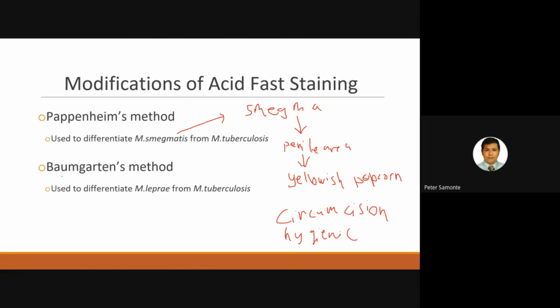Another modification of your acid fast is your Baumgarten's method, which is used to differentiate Mycobacterium leprae from tuberculosis. So your Mycobacterium leprae, class, is known to cause leprosy. So in leprosy, class, you would have loss of feeling. Nagugulat ka na lang, your body is decaying.